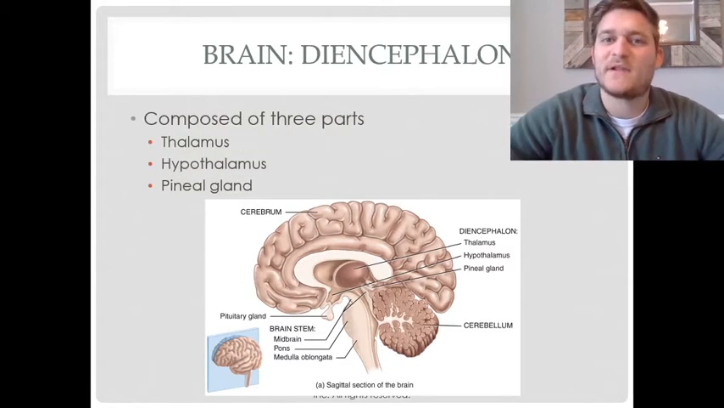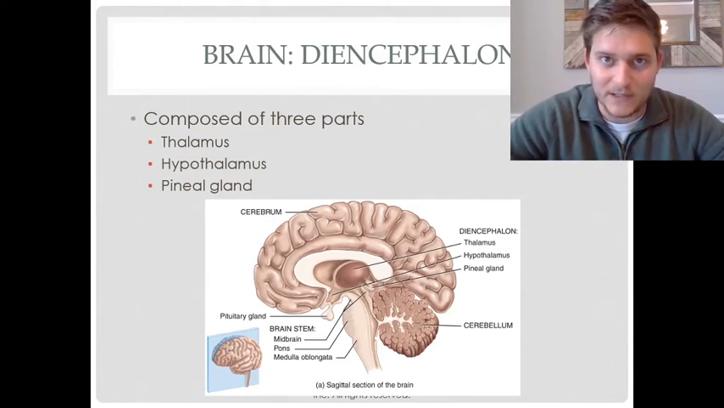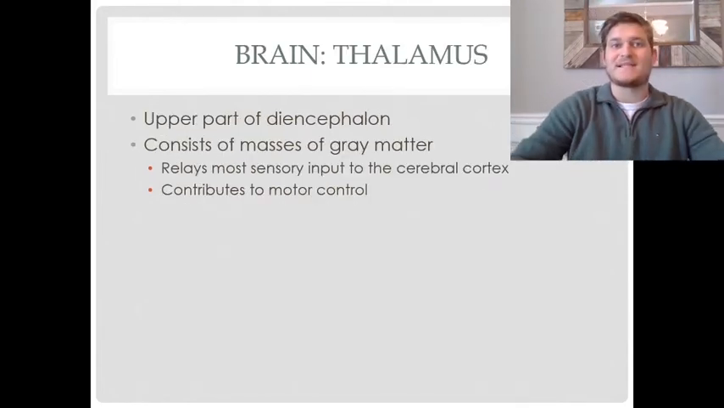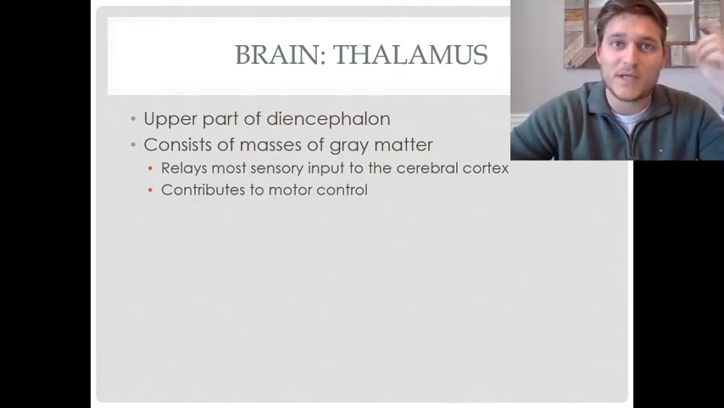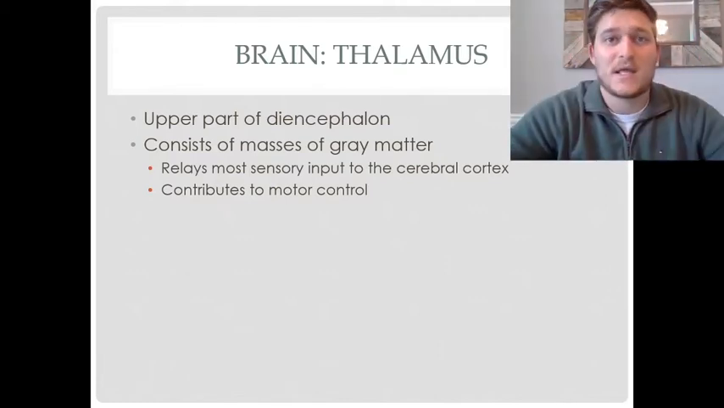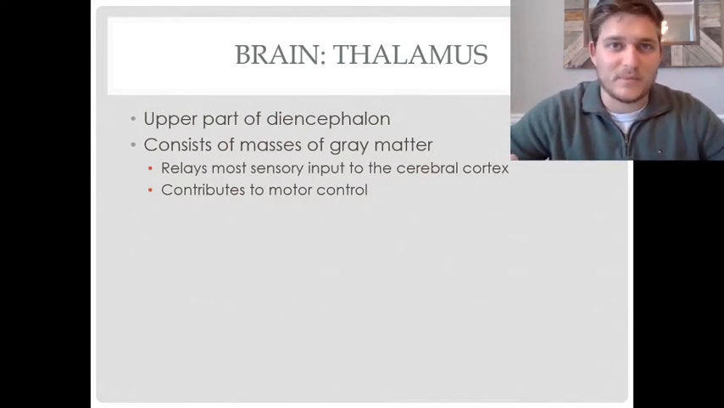The diencephalon is composed of three major parts of the brain, including the thalamus, the hypothalamus, and the pineal gland. The thalamus is going to process a lot of the sensory information within our bodies, and then it's going to communicate with the cerebral cortex in order to basically plan out what is going on within our bodies and what motor outputs may need to take place.